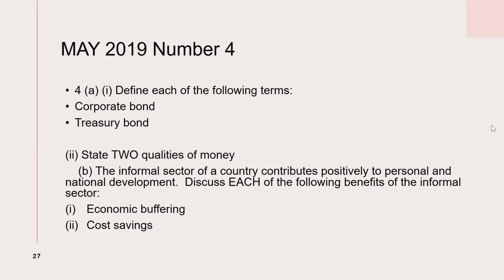Right, so there's six you could choose from: acceptable, portable, durable, homogeneous, divisible, and limited supply.